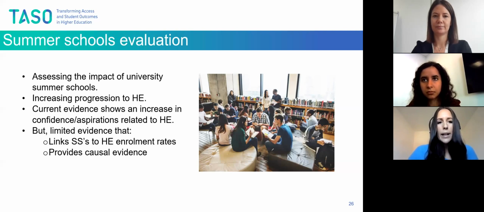What we're also lacking, which really speaks to what Zara has gone over in her examples, is that we don't have this causal evidence. So on the whole, we've just got correlational evidence. We're not looking at comparison groups or control groups. So we're really missing that sort of causal evidence, which is where TASO come in.